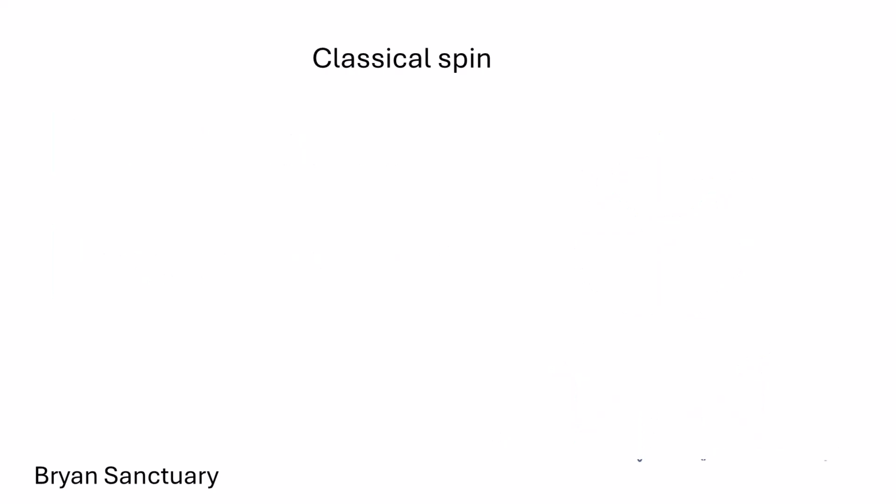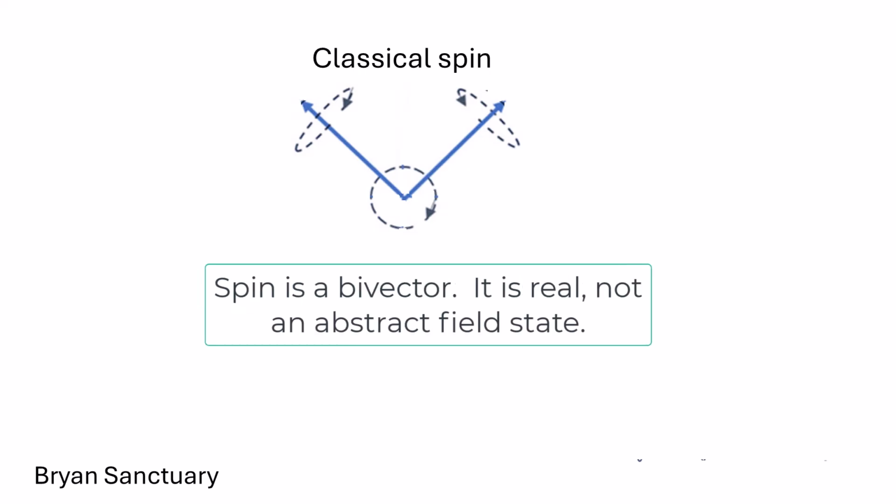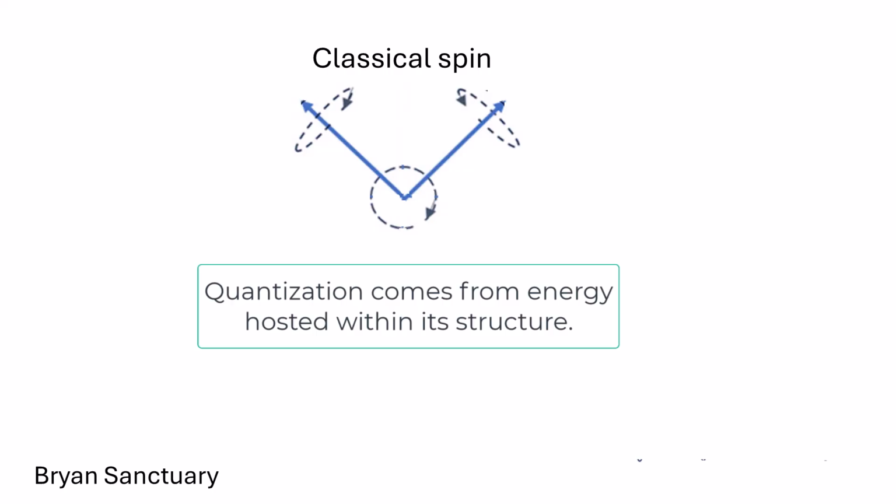The deeper I look at spin, the less quantum it becomes, and the more clearly it reveals its classical and geometric core. At its heart, spin is a classical bivector. It's a real rotating structure defined by two axes. There's nothing inherently quantum about it. The so-called quantization doesn't come from spin itself, but from the energy confined within that structure.